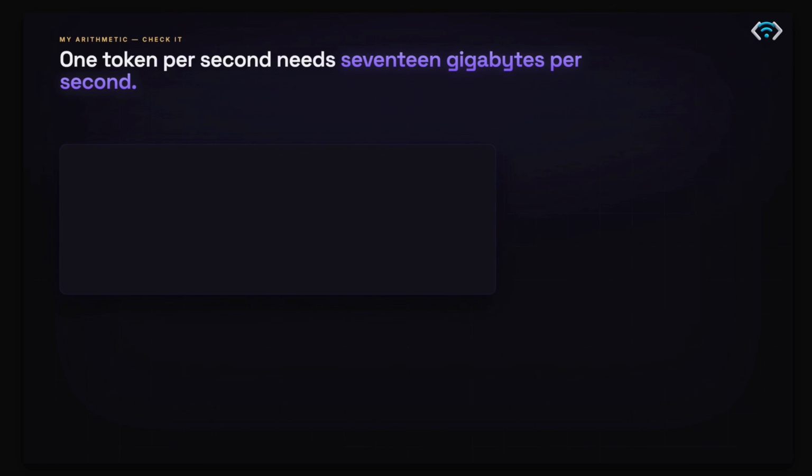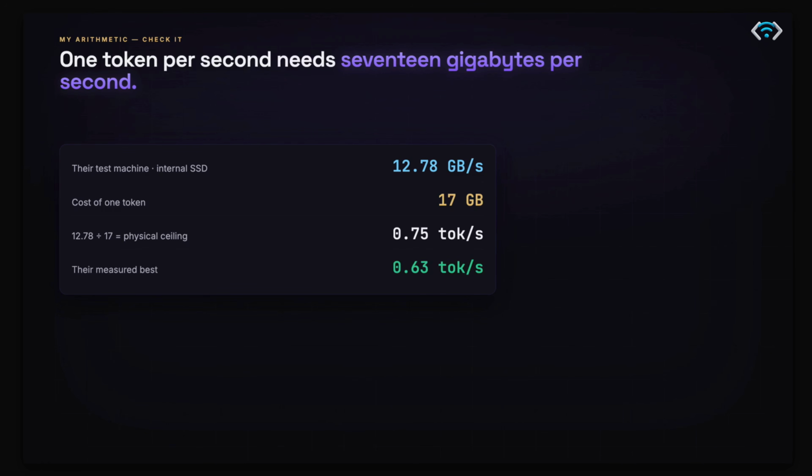If one token costs 17 gigabytes of reading, then one token per second requires 17 gigabytes per second of sustained read from your storage. That's not a target. That's the floor. Their test machine's internal SSD sustains 12.78 gigabytes per second, a very fast drive. Divide 12.78 over 17 gives a hard physical ceiling of 0.75 tokens per second on that hardware before the processor does a single multiplication. And their measured best, 0.63, which is 84% of the physical ceiling of the drive.